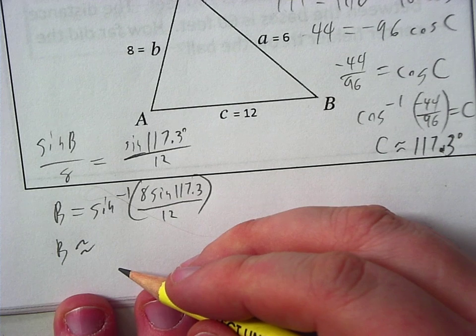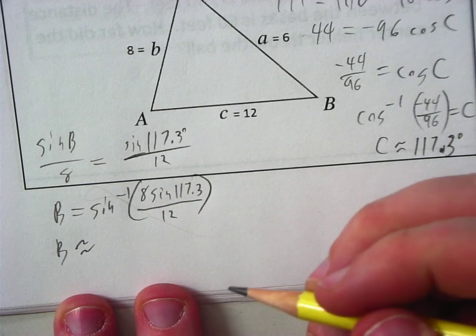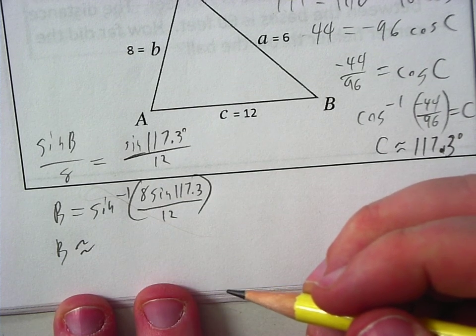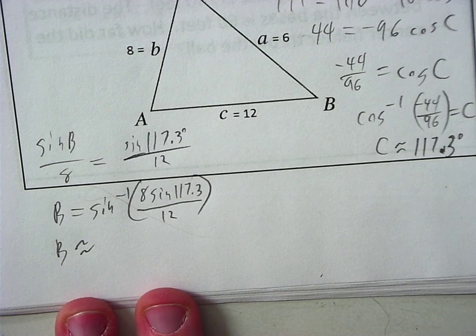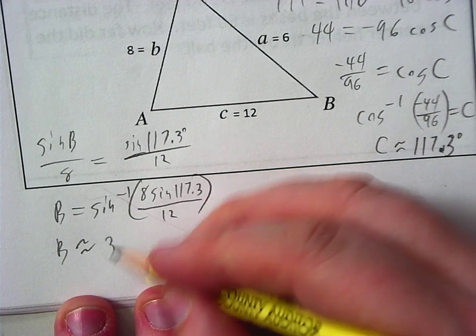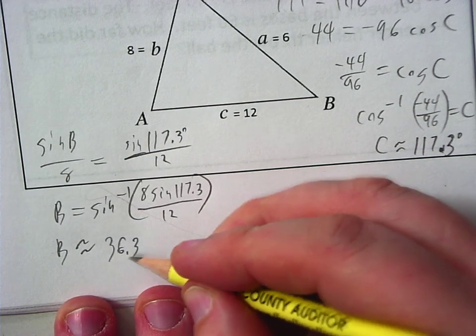I'm unsure of my point answers. I got 0.592. Well, then you have to do the inverse of it. Oh yeah, I got it. So it's 36.3. Inverse sine. Okay, 36.3.